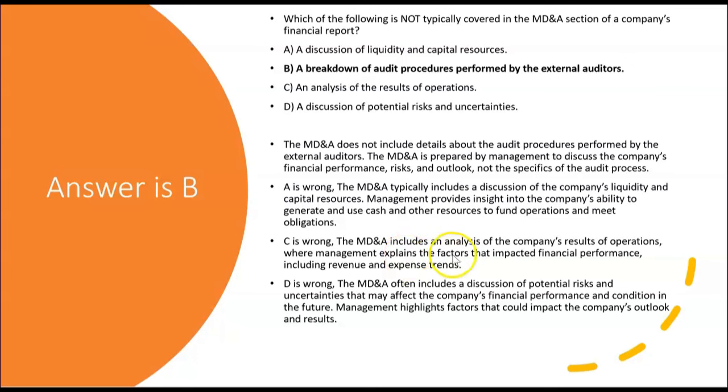C is wrong. MD&A includes an analysis of the company's results of operations where management explains the factors that impacted financial performance, including revenues and expense trends. And D is wrong. MD&A often includes a discussion of potential risks and uncertainties that may affect the company's financial performance and condition in the future. Management highlights factors that could impact the company's outlook and results as part of MD&A. So this question asks which of the following is not typically covered in MD&A, and the answer is B, a breakdown of audit procedures performed by external auditors.